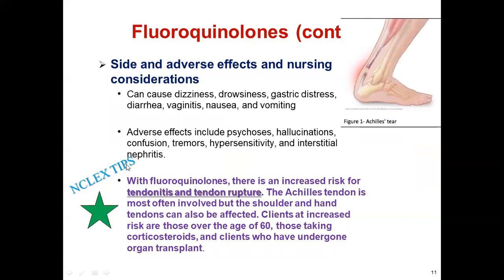Here we can see some NCLEX tips. Fluoroquinolone can cause dizziness, drowsiness, gastric distress, diarrhea, vaginitis, nausea, and vomiting. The other adverse effects include psychosis, hallucination, confusion, tremor, hypersensitivity, and interstitial nephritis. But out of all, tendonitis or tendon rupture is the most important because the NCLEX board asks about it.